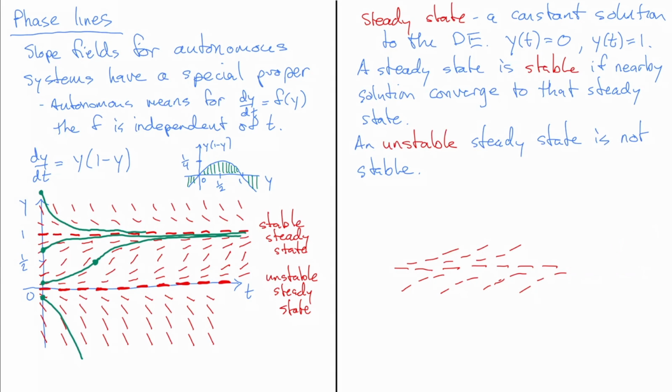That's what I mean by it's not stable. You don't have to have it leave from all possible nearby solutions. You just need to have at least one that leaves. Okay, so that's the distinction between stable and unstable. So now what is a phase line?